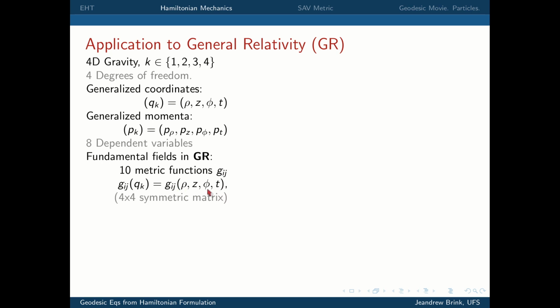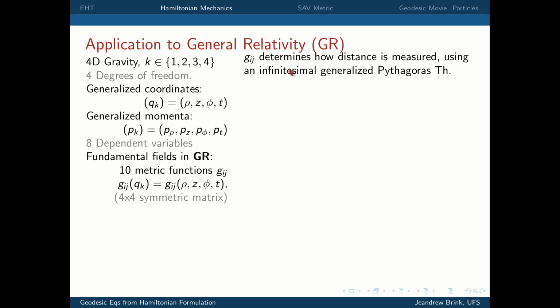So the metric is basically what encodes all the geometry of the space-time. It can be viewed as a 4x4 symmetric matrix. That's why there are 10 components, namely the upper diagonal parts of this matrix. So 4, 3, 2, 1 adds up to our 10 independent metric functions. What the metric does is give us a rule of how to measure distance. And for the purposes of the talk, that's the only thing you need to remember.